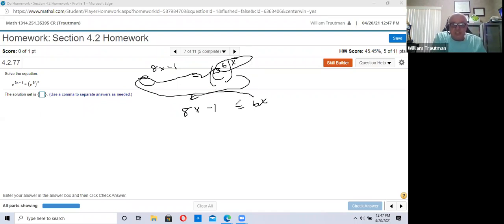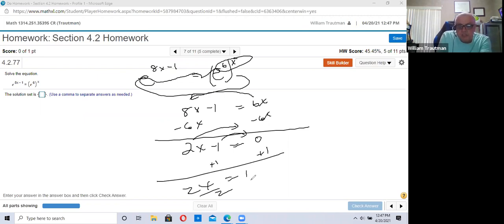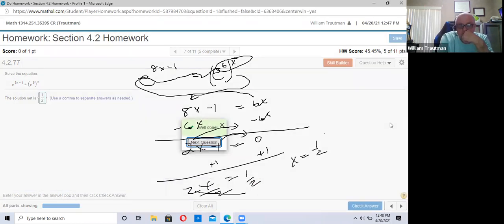I'm going to take the 6x to the other side by adding and subtracting. You got to get all the x's to one side. So I'm going to minus 6x. I'm left with 2x minus 1 equals 0. So I need to take the 1 to the other side and the 2. You always take the add and subtract to the other side first. So you add 1, and then divide by 2. x equals 1/2. And that's what we got.